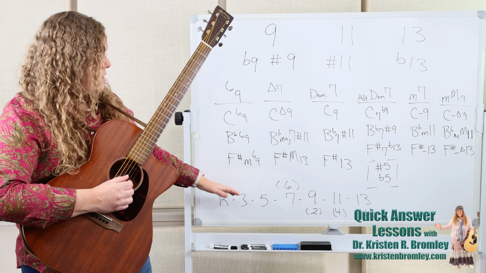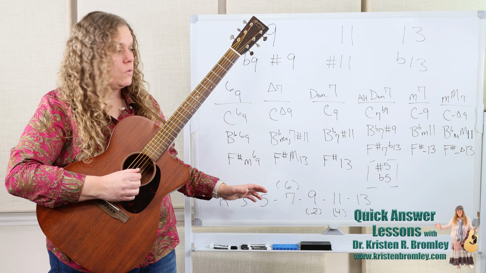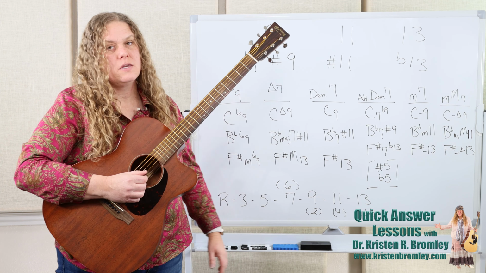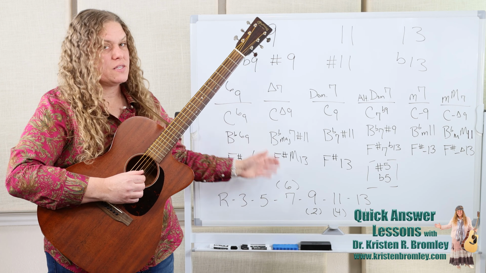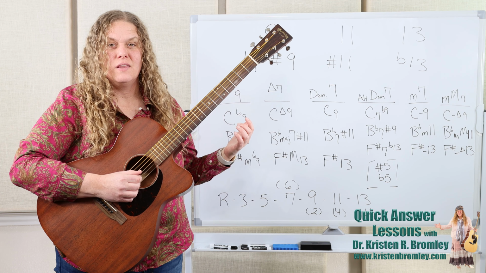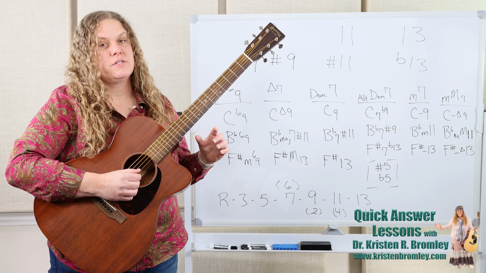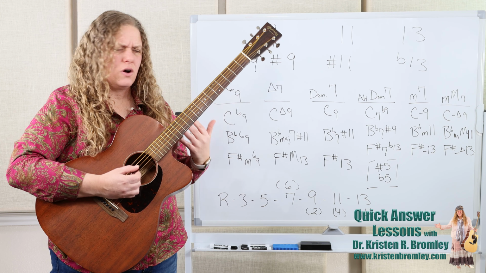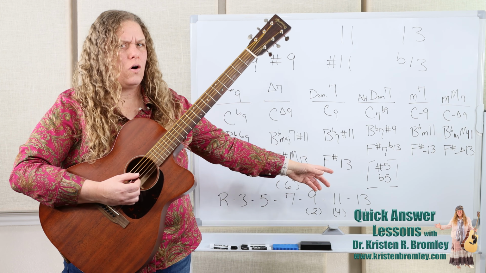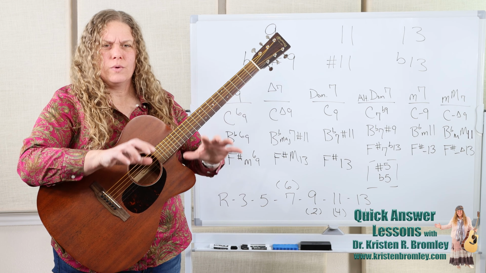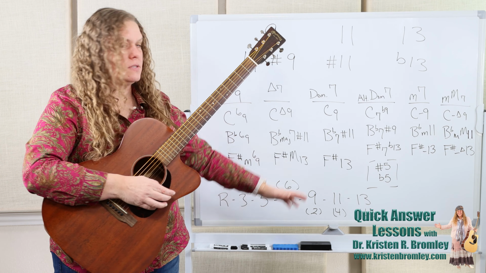Now, I will mention a lot of times the 5th gets omitted when we start adding these upper extensions. So we might only have the root, the 3, the 7, and then we have an upper extension. And we can have more than one upper extension, but it's impossible on the guitar to actually play all of these. Whereas on the piano, we could sit down and actually play all of these at once.